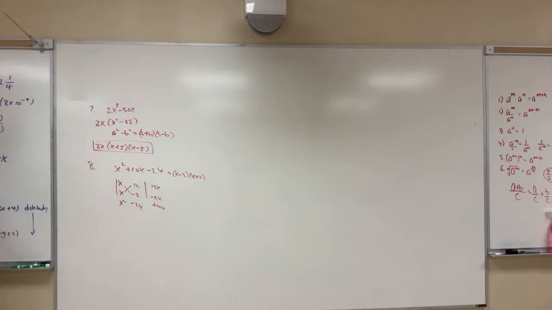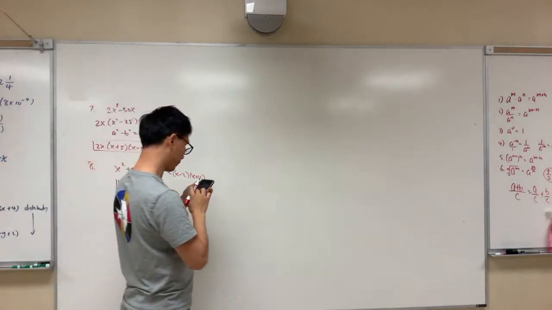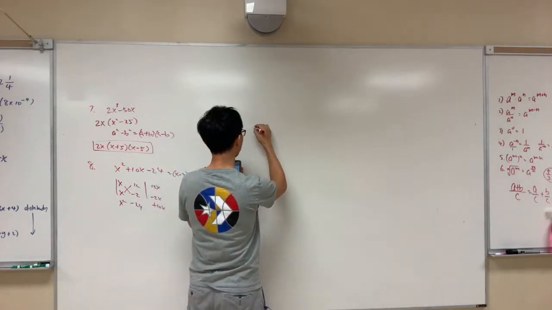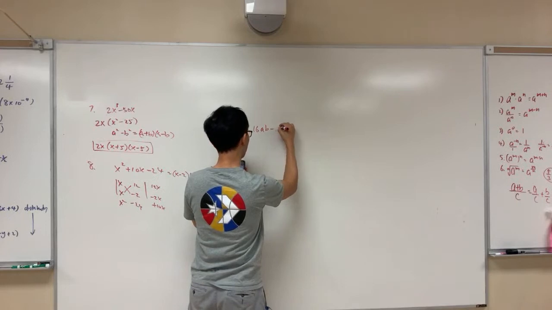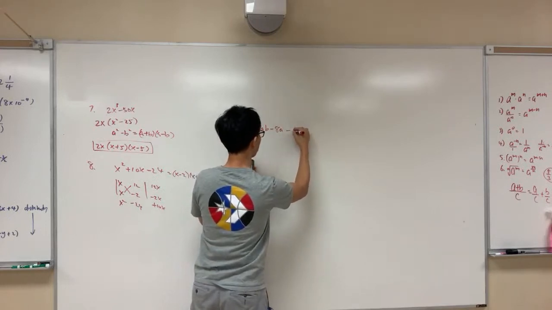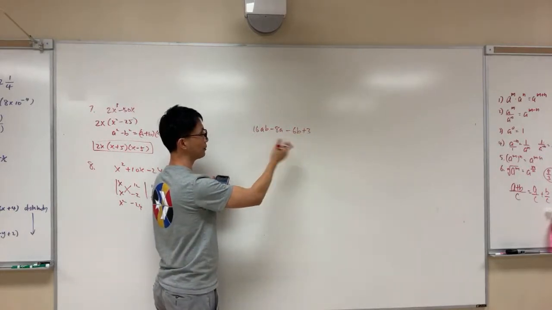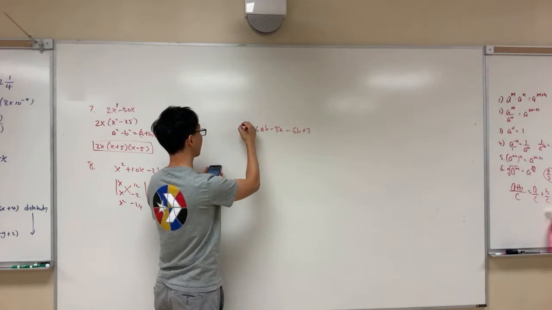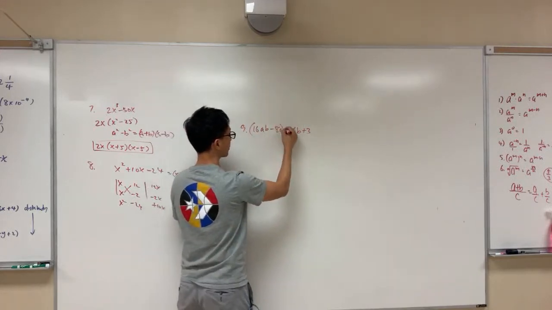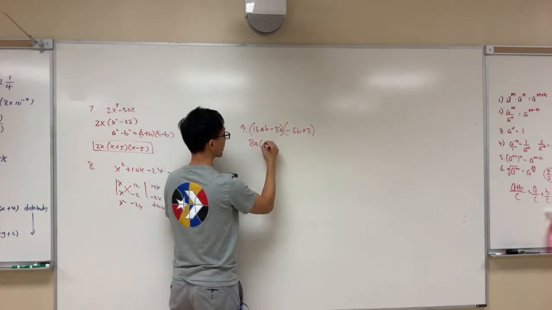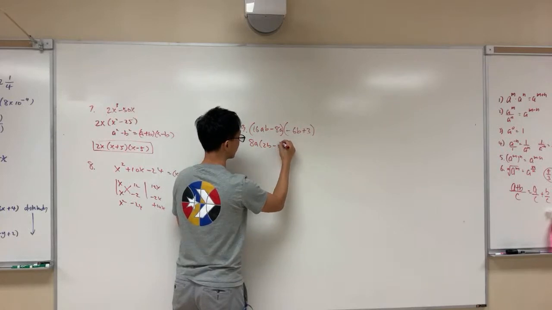Okay. Next question. I'm going to write it here. 16AB minus 8A minus 6B plus 3. Again, this is a four term. Check if there's a GCF. There's no GCF, so you're in luck. With no GCF in a four term, just do it like this. Factor out 8A because there's a GCF here. So that's going to be 2B minus 1.